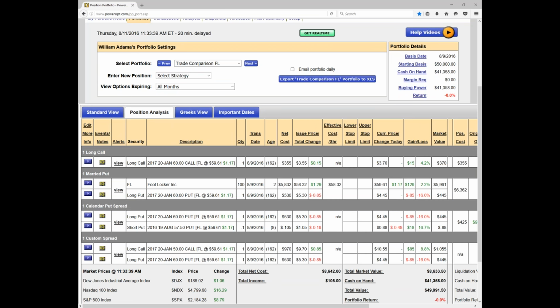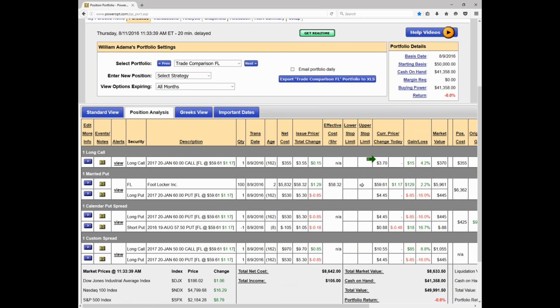The first line is showing us the long call position. On Tuesday, August 9th, I would have opened the position at 355. Foot Locker, by the way, remember, was at 58.32 on Tuesday. We're at 59.61 right now. Stock is up $1.17 today, but it's up $1.29, I'm sorry, from when I would have entered the position.